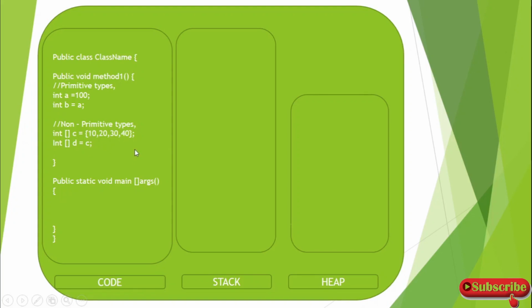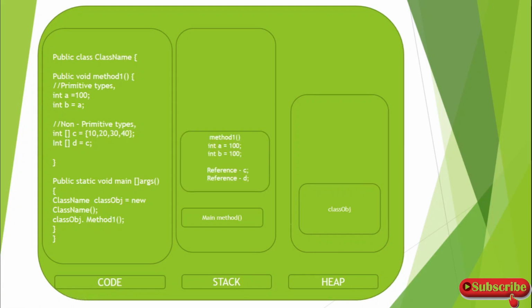Okay, and now let us create an object for this class. So inside this static void main method, I have created an object for this class, and I'm just calling method 1. So when we run this program, the class loads, and first the main method will get created in the stack frame, and then the class object, whatever object we created, gets created in the heap memory. Okay, and then it will call method 1. We are calling method 1 using this object, so it gets stored above the main method in the stack memory.